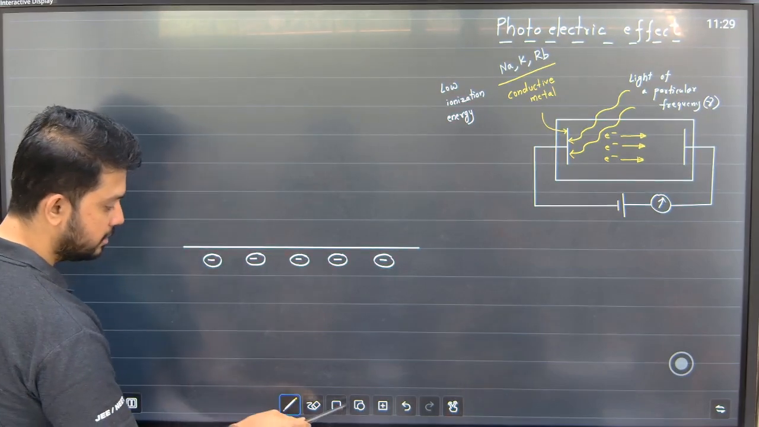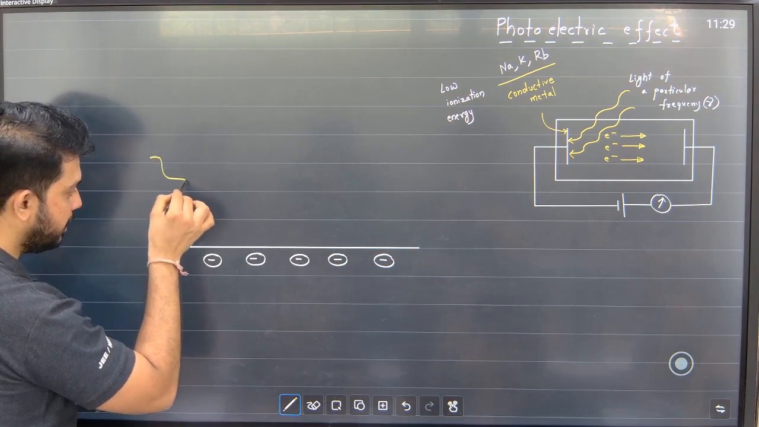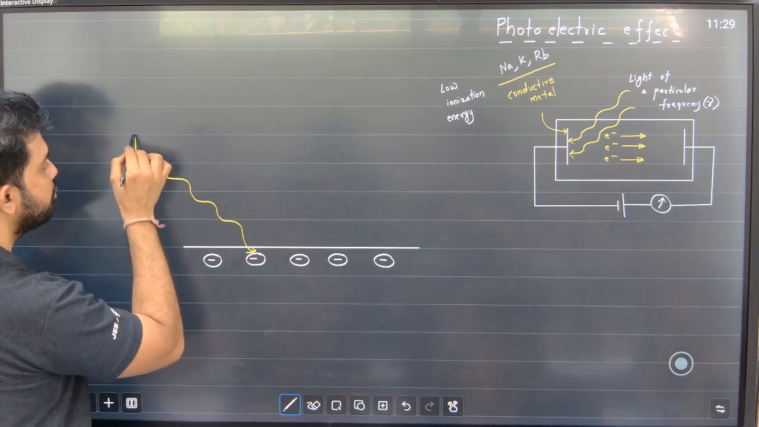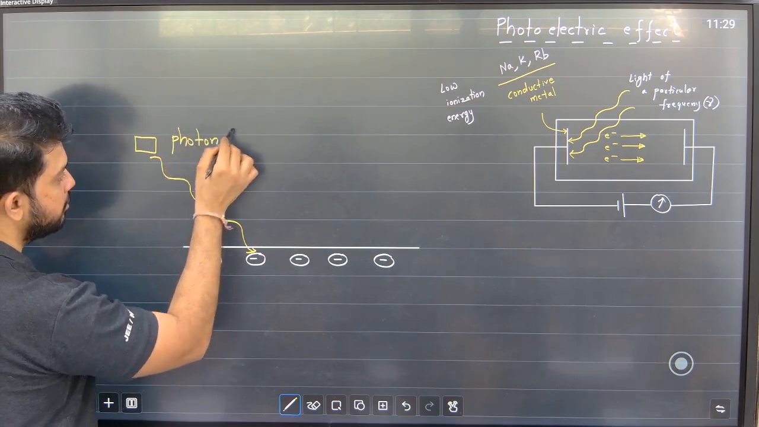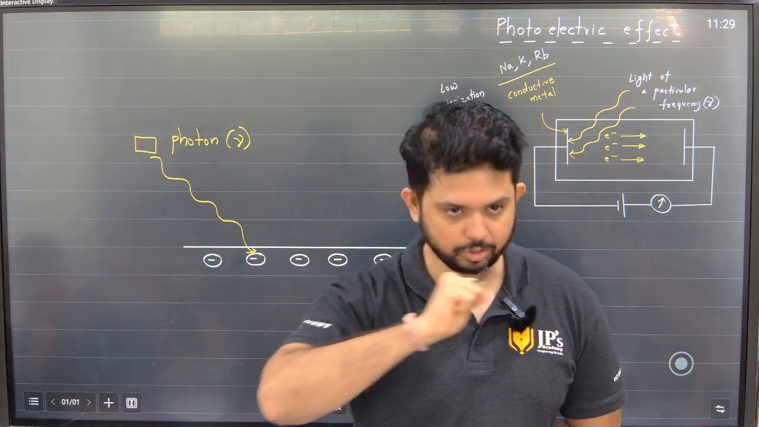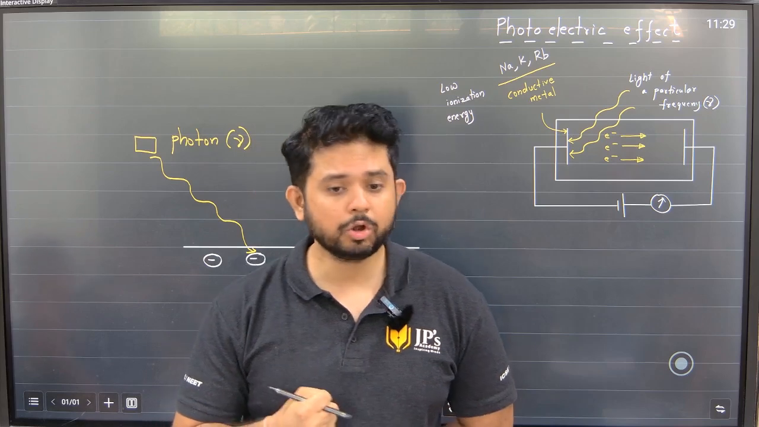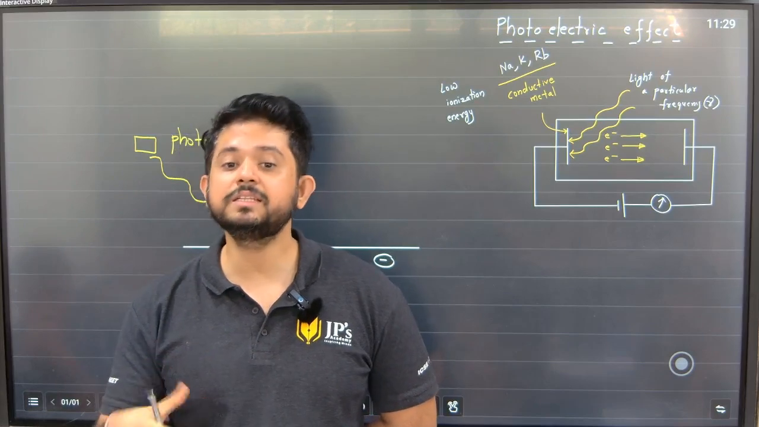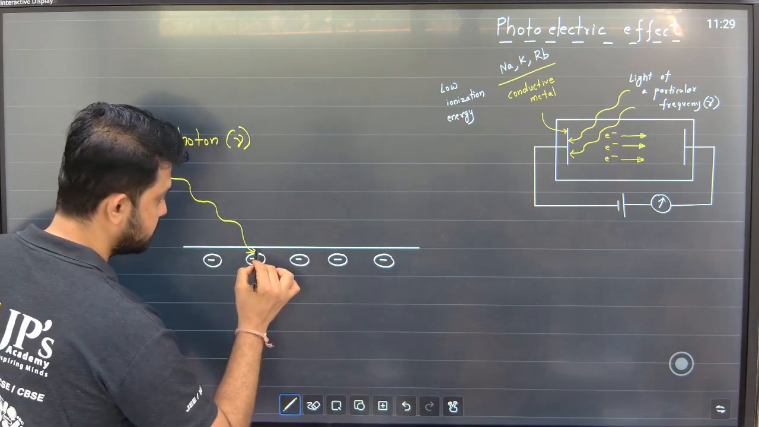Einstein said that whenever a photon of a particular frequency is incident on the metal, this is your photon. Remember, it should have a particular frequency. The moment the photon is incident on the electron, what happens? The electron will absorb that photon. When it absorbs that photon, it gains energy and it comes out of the metal surface.